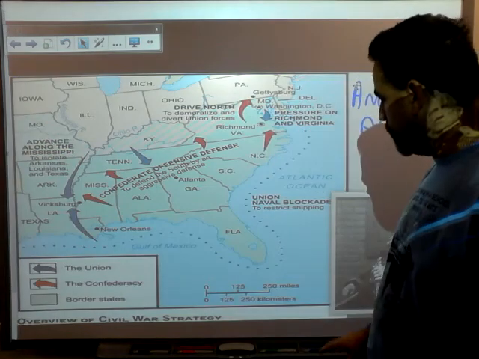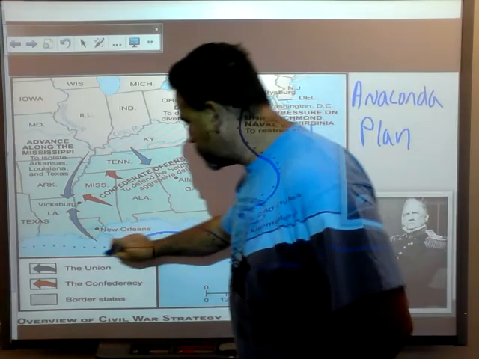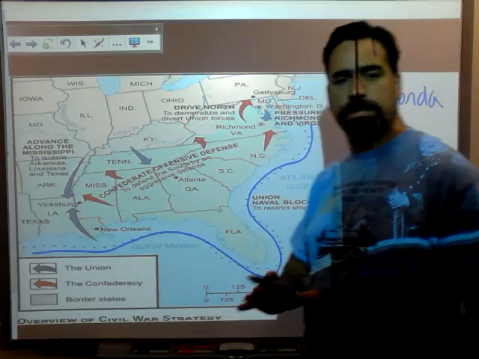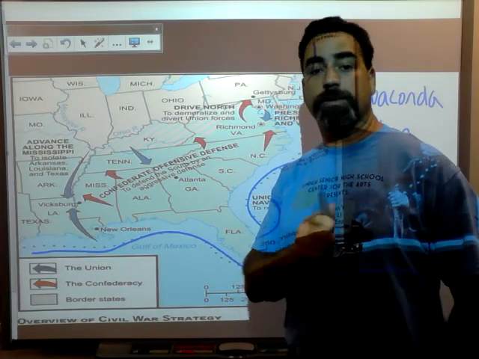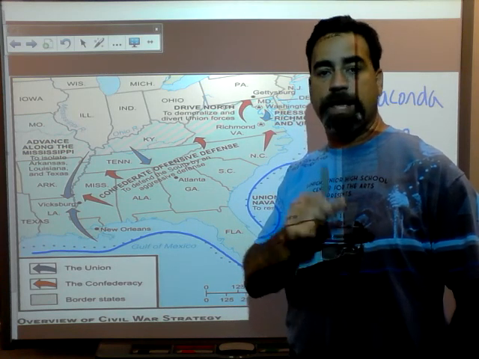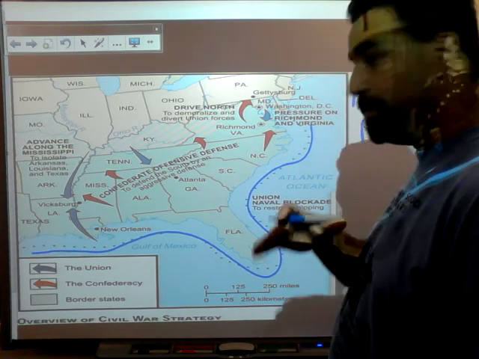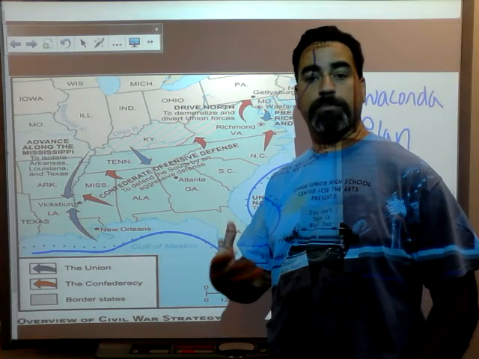One of the components of this plan is, first, we want to use our naval superiority to blockade the South. Don't let anything in, don't let anything out. Certainly don't let them sell their cotton. Cotton was a valuable commodity, and we don't want them to be able to sell their cotton and make money off of that and exchange it for war supplies from Britain or France.